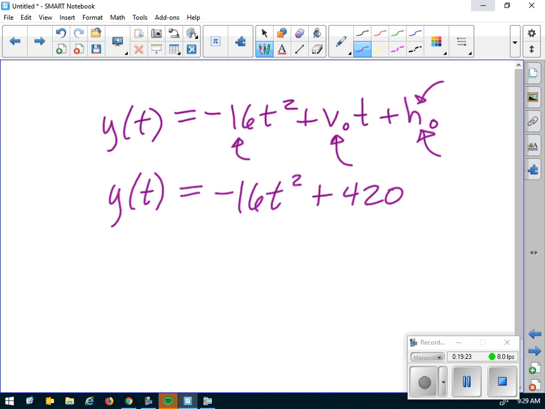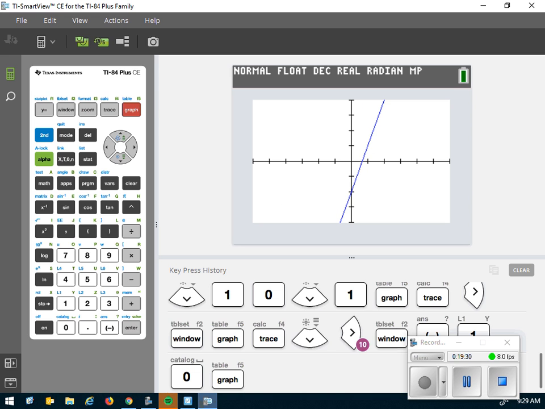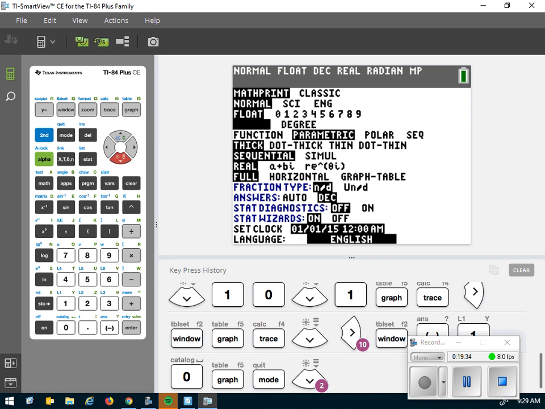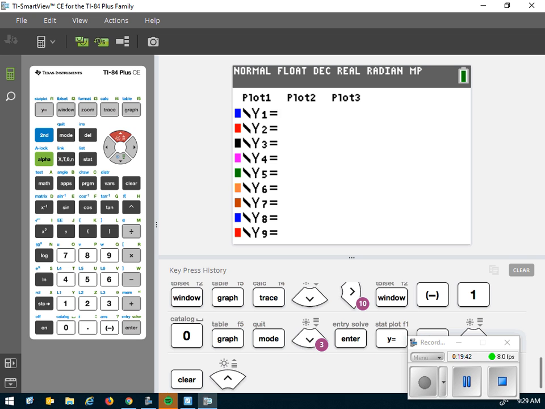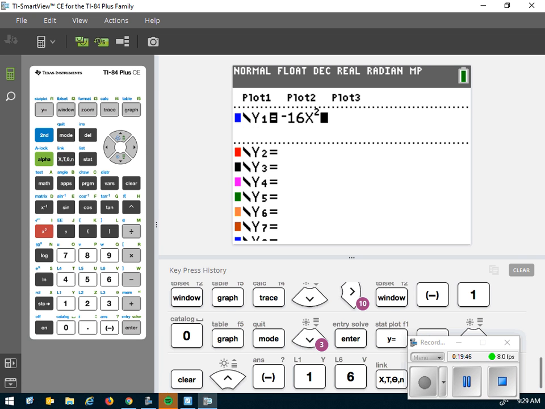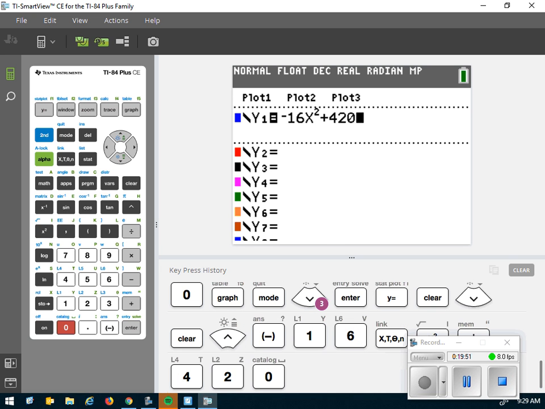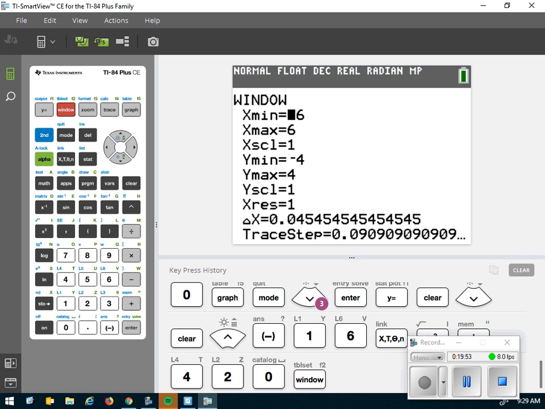Now, I want you to look at number 2a. It says to graph this in function mode. So let's go to your calculator, and we're going to go back to function mode. Negative 16t squared. Now, why is it going to give us an x instead of a t? Because we're in function mode, right? Now go to your window, and I want you to set your window like this.